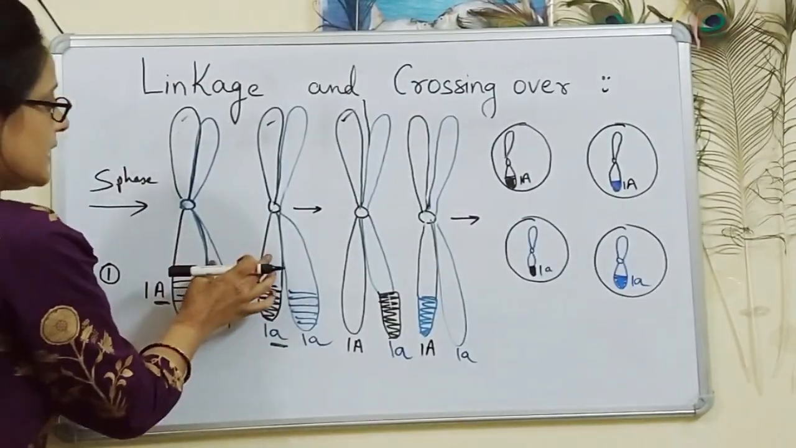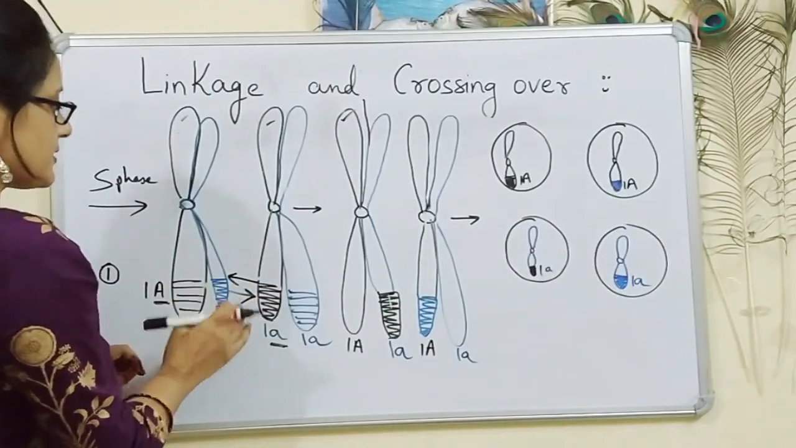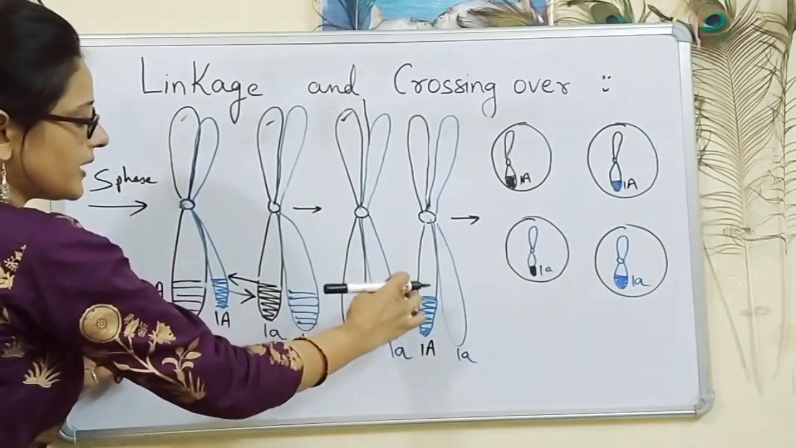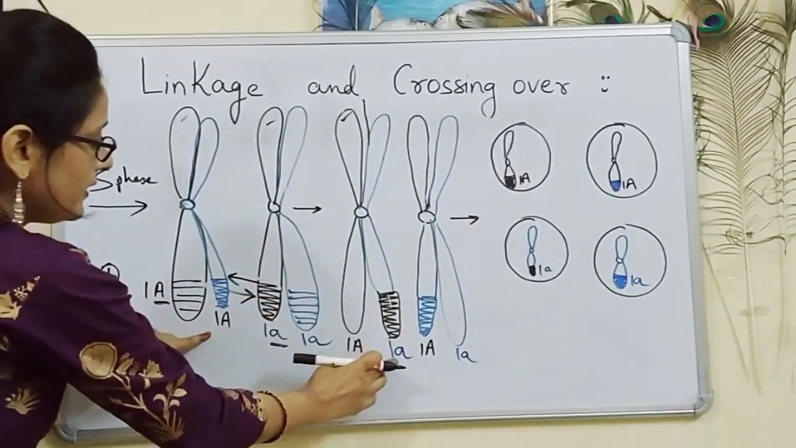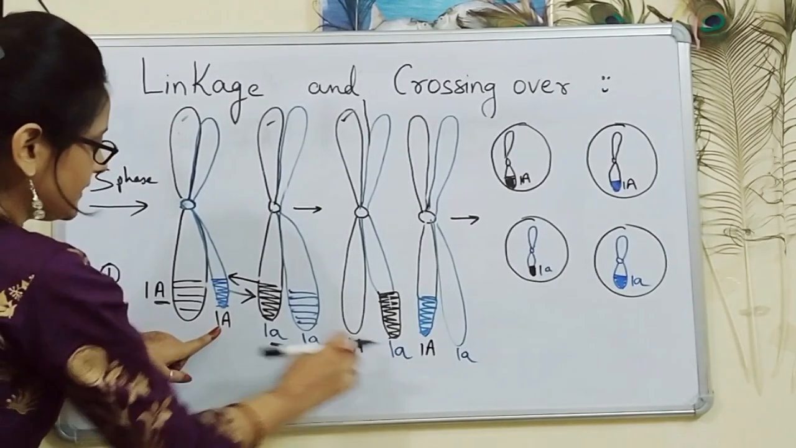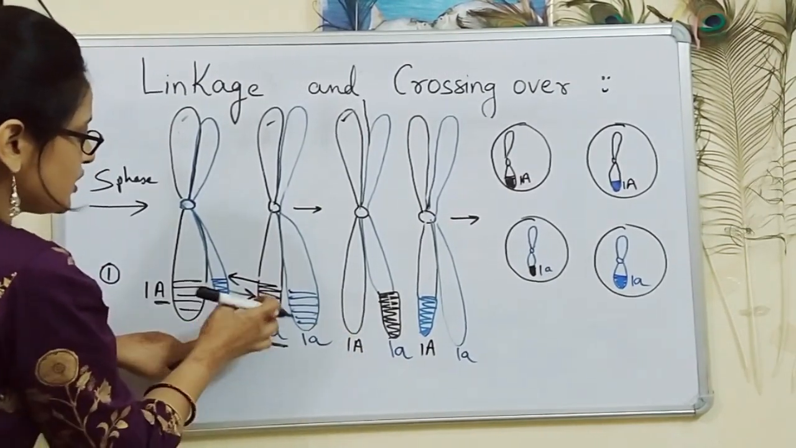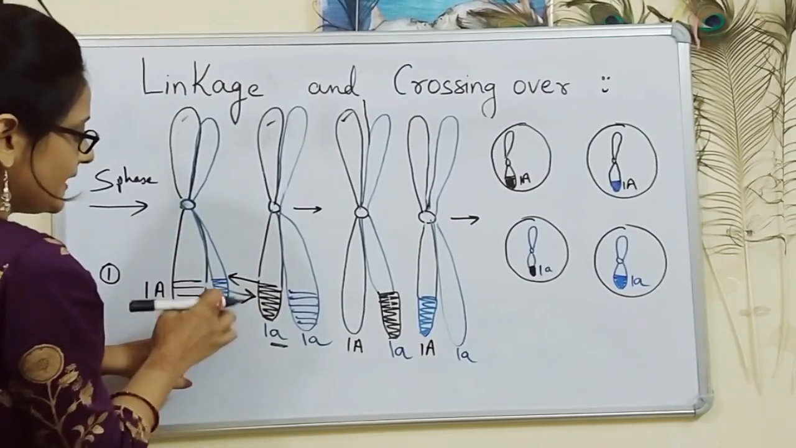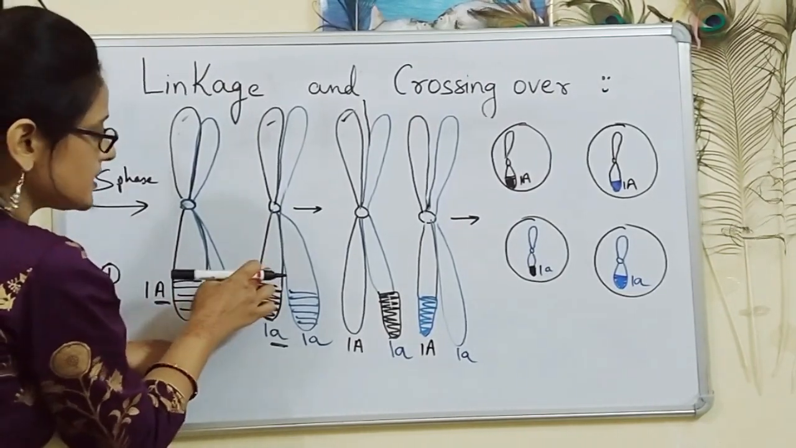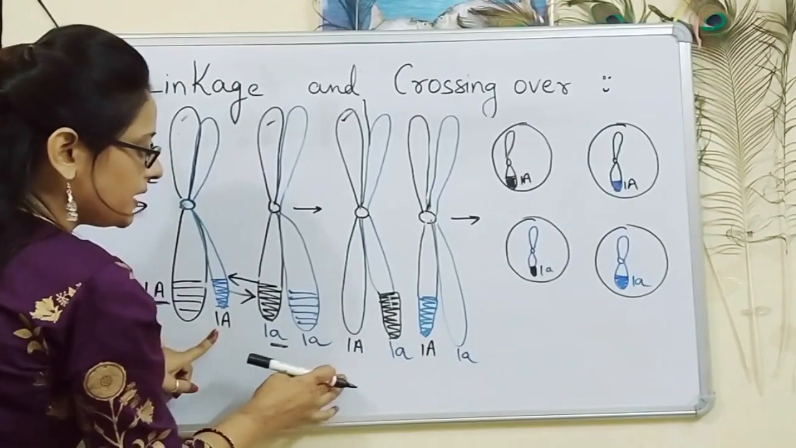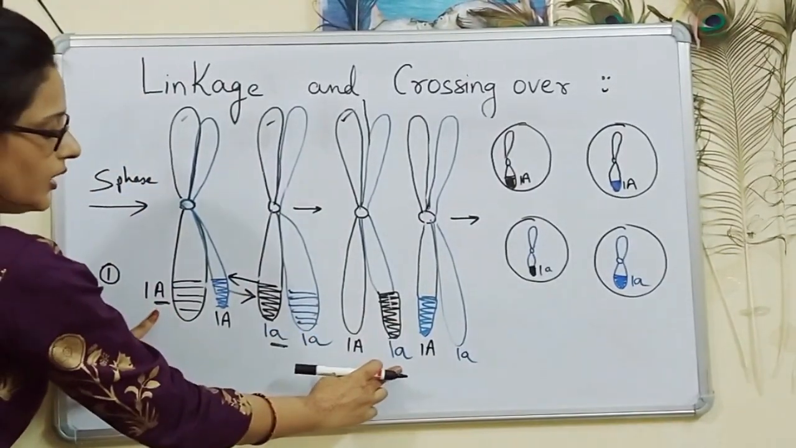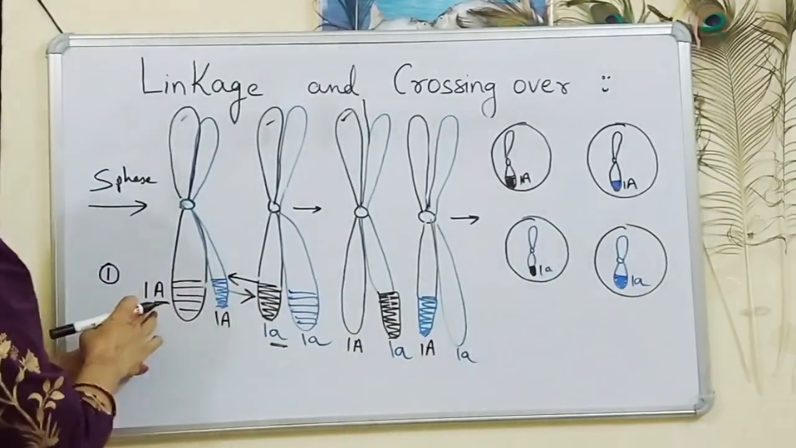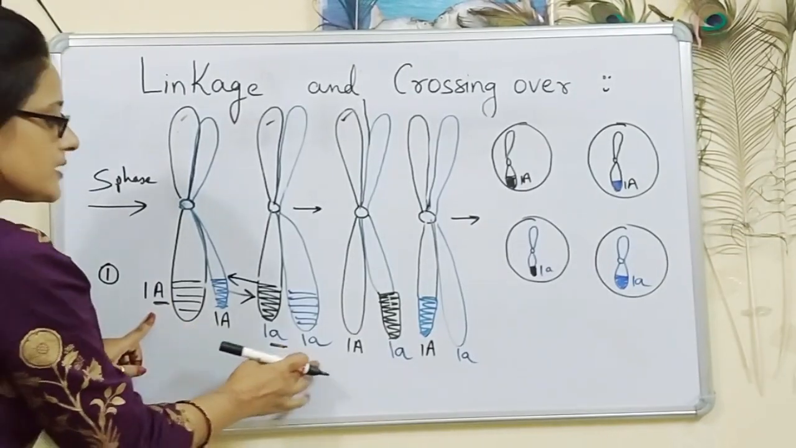After crossing over, these two chromatids will exchange segments, as a result of which this blue chromatid has small a; that is, the small a allele has shifted to this part and the capital A allele has shifted to this part. So this is the new allele combination, capital A, small a, capital A, small a. Previously it was capital A, capital A, small a, small a.